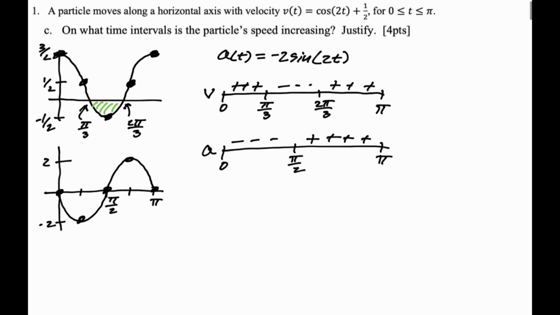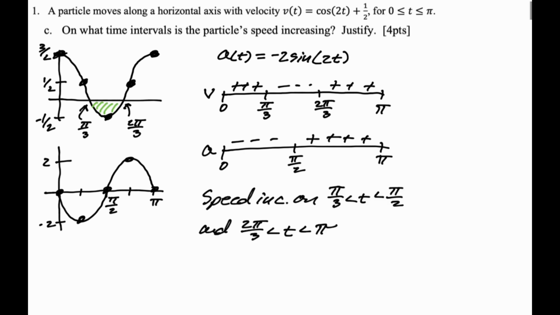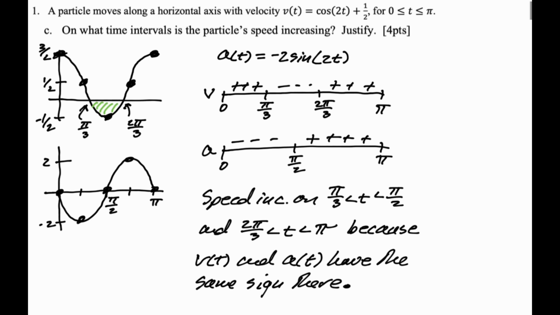So I'm going to say that speed is increasing from pi over 3 to pi over 2 and 2 pi over 3 to pi because velocity and acceleration have the same sign on those intervals. So speed increasing, pi over 3 to pi over 2 and 2 pi over 3 to pi. And my reason is because v of t and a of t have the same sign there.